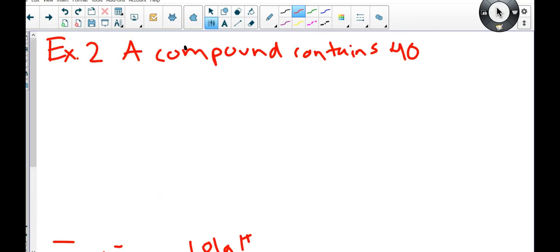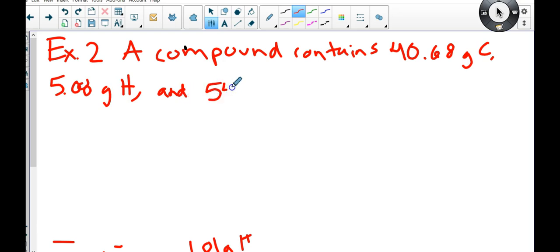Okay, sorry about that. The numbers didn't come out right. 40.68 grams of carbon and 5.08 grams hydrogen and 54.24 grams oxygen.